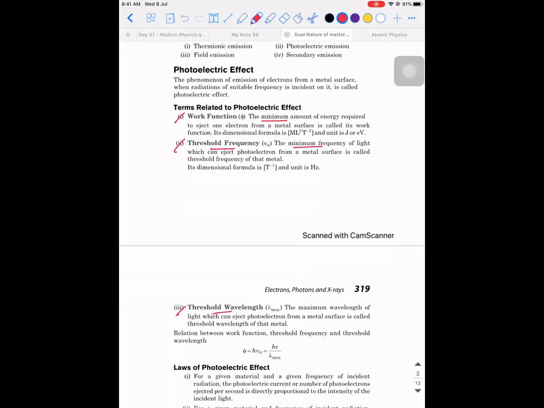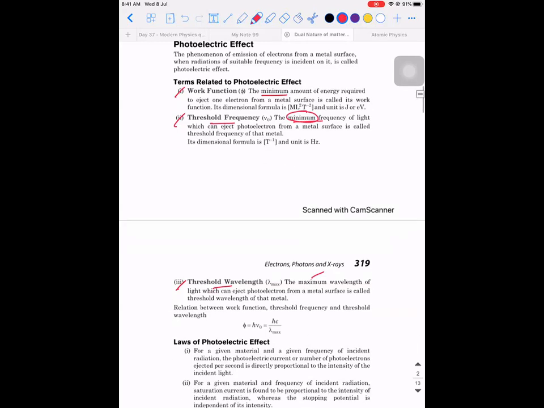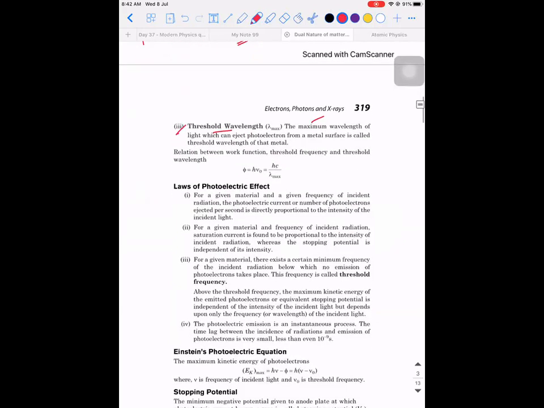Threshold, see, when frequency is minimum, what will happen to the wavelength? It shall be maximum. So minimum frequency is for threshold. The threshold wavelength is the maximum wavelength of light which can eject a photoelectron from a metal surface. So how are the three related? Phi is equal to h into nu naught, where nu naught is the threshold frequency, or hc divided by lambda max. Okay. So then you know the laws of photoelectric effect.